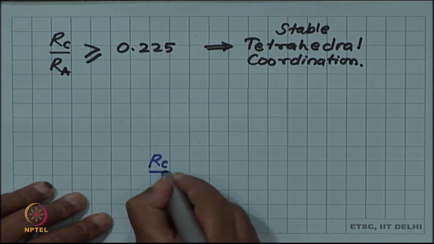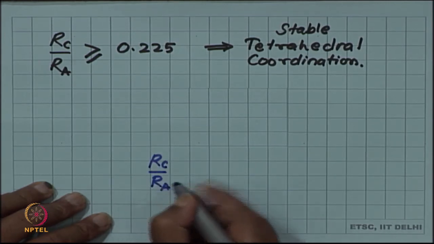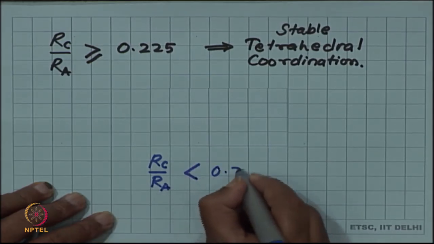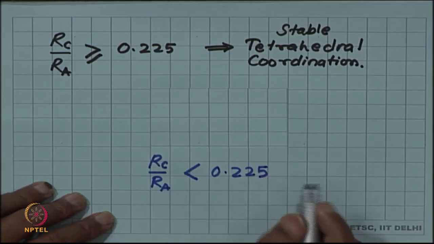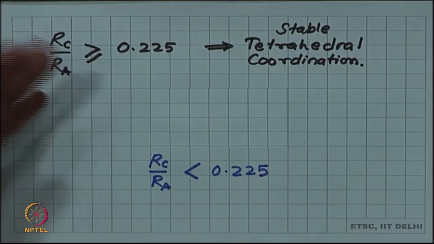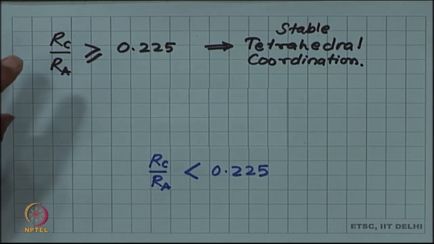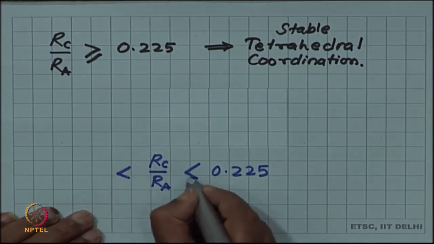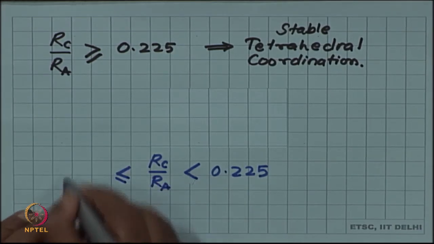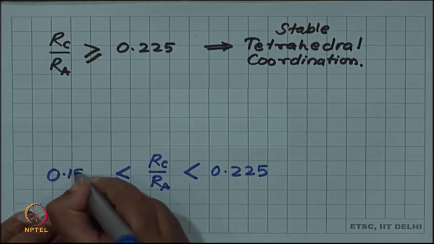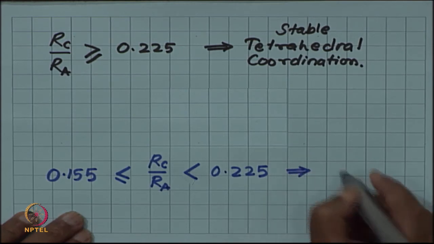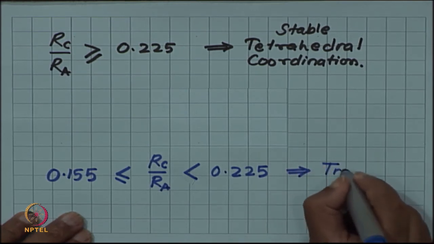So, if Rc by Ra is less than this value 0.225, then tetrahedral coordination will not be stable. 4 anions will not be able to surround a cation. So, less than 4 is possible, and we have less than 4 is 3, and for 3 we have already seen that it should be greater than equal to 0.155. So, for triangular coordination we have found both the upper and lower bounds by this analysis.